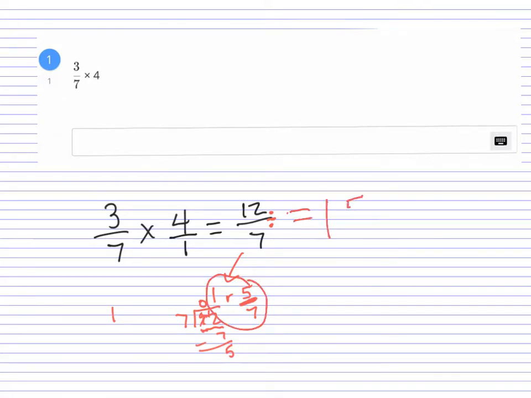So 1 5/7. Now, with fractions, you always check to see if you can reduce over here. In this case, you can't. So in this case, this is your final answer. Now, when you type it in, up here, what you're going to do is you're going to do 1, do a space, then type 5/7. And it should turn it into a fraction for you.